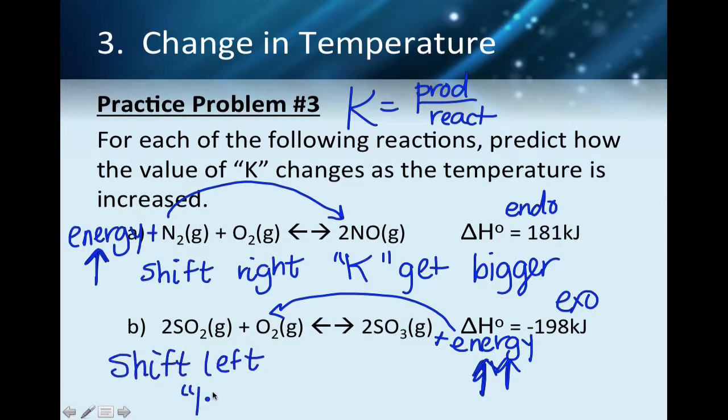And that means that our K should get smaller. We're going to increase the amount of our reactants and decrease the products. So in this case, the bottom is going to get bigger, the top is going to get smaller, and K should also get smaller.